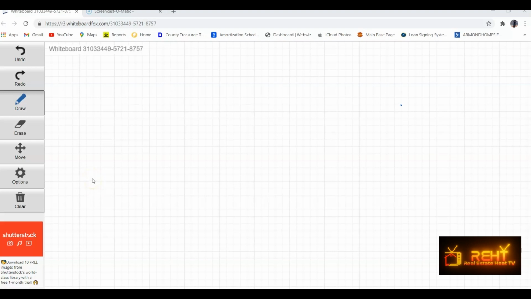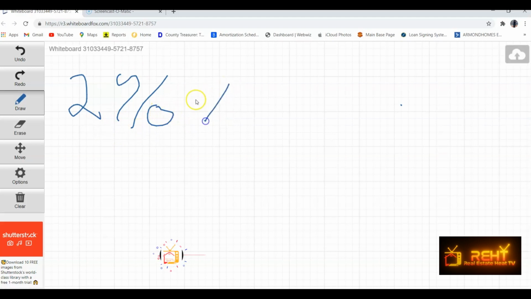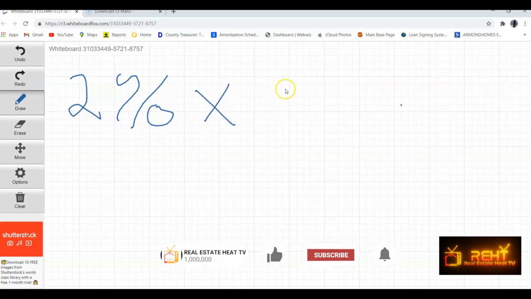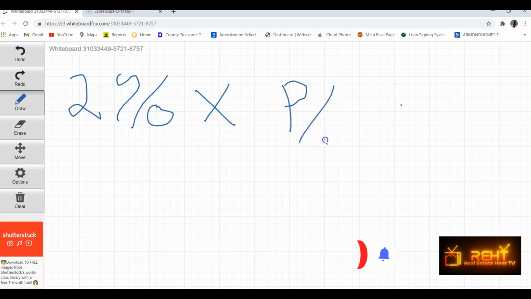And there's some other techniques out there that people use to evaluate houses. I don't know if you've heard of this one. They call it the 2% technique. Basically, they take 2% and multiply it times the purchase price of the home.